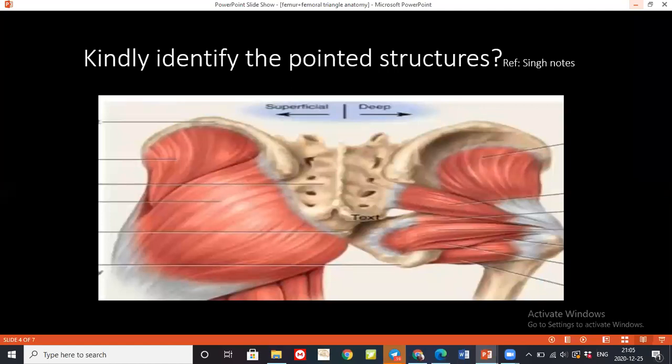What is the test with which you can detect the weakness of the gluteus medius muscle? Okay, the test is called the Trendelenburg test. How do we do it? The patient is standing, we support the patient from the hips, and we ask the patient to stand on one leg and lift the other leg up. If there is weakness, the pelvis will drop toward the contralateral side.